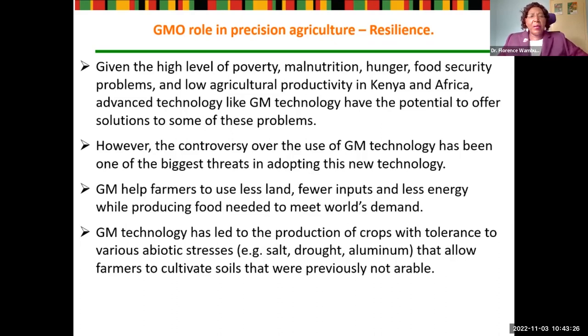That's why it's being embraced, why it's being used. GM technology has led to production of crops tolerant to various biotic stresses, salt, and aluminium, which allows cultivation. And anyway, it's happening here in the country, like the maize we're seeing in Kiboko. We don't have to go to China or Latin America to see BT maize. It's here in Kenya. Next slide, please.